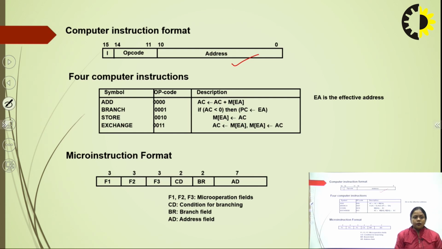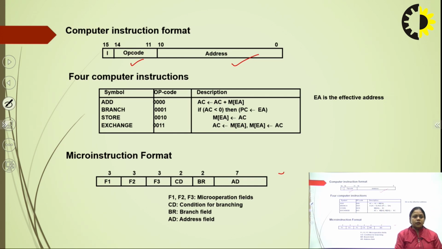If the value of I is 1, it means we are using indirect addressing, and if the value of I is 0, then we will use direct addressing. The next 4 bits, bits 11, 12, 13, 14, are used for the opcode. Opcode means operation, which operation the instruction is going to perform. And the next part, bits 0 to 10, is used for the address part of the instruction. So, we will find out the address of the operand where this operation will be performed. So, this is the instruction format of the user instruction.